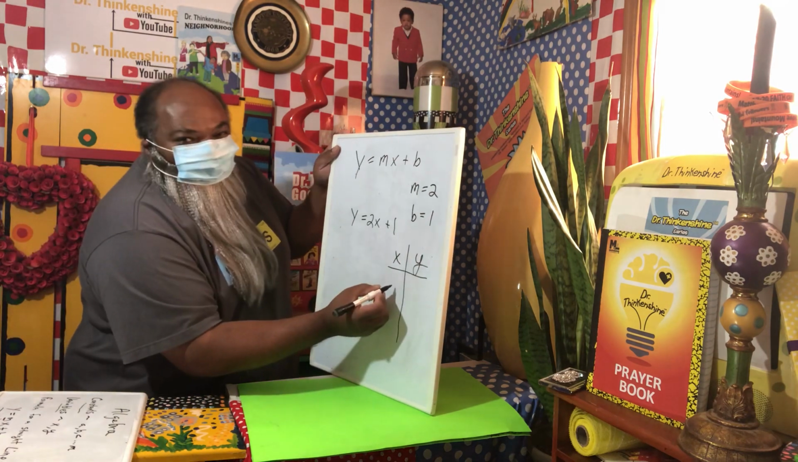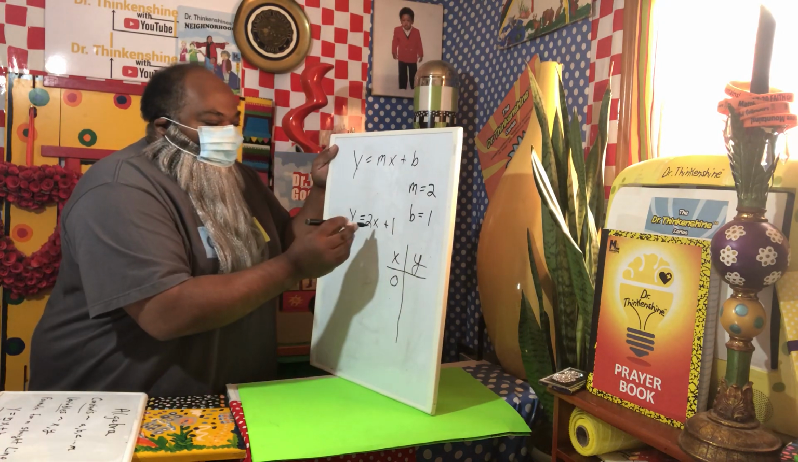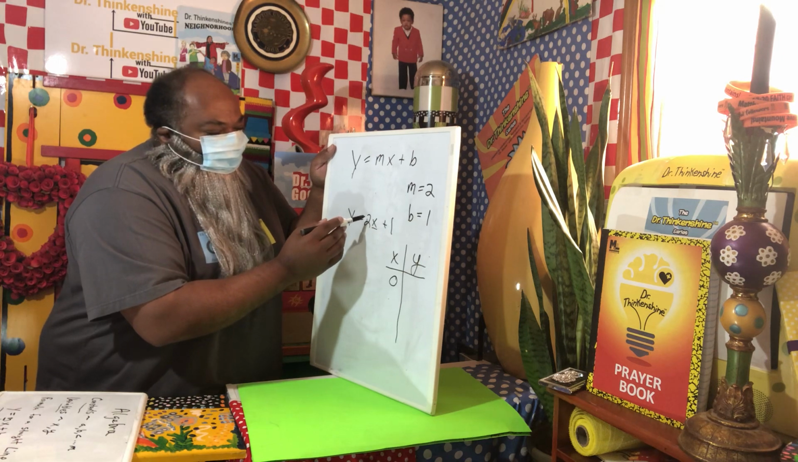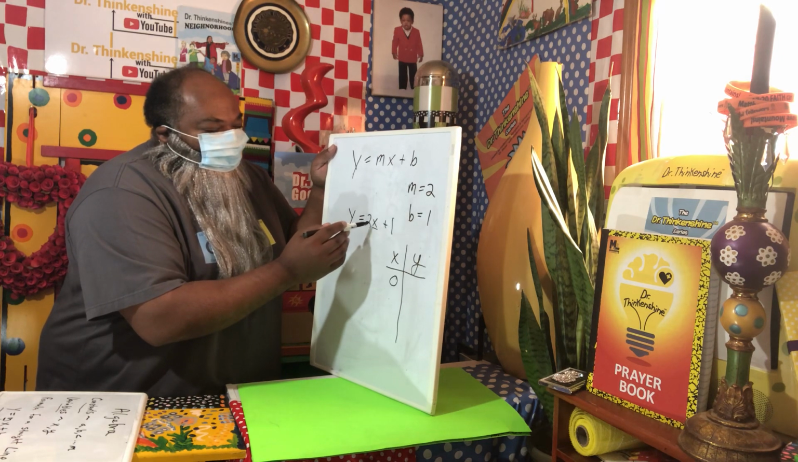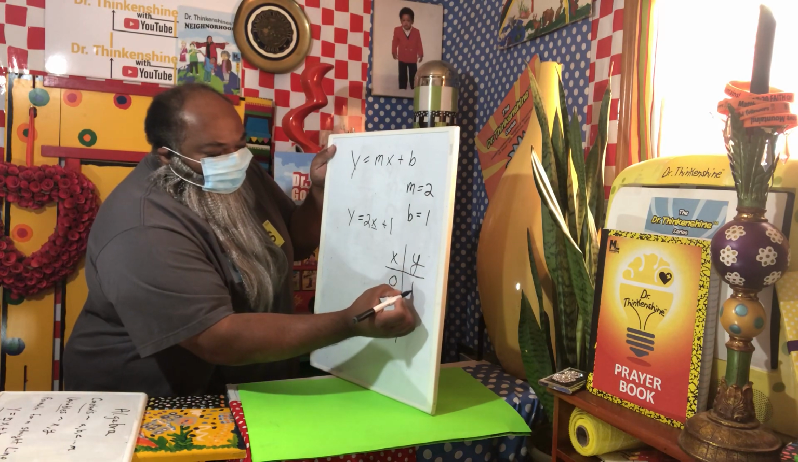Let's just start with an easy one. Let's make x 0. If we put x equals 0 into our formula, 2 times 0 is 0, plus 1 is simply 1. So our y would be 1.